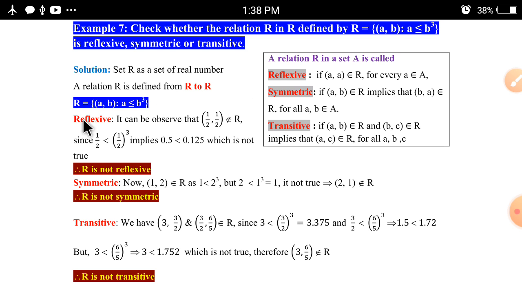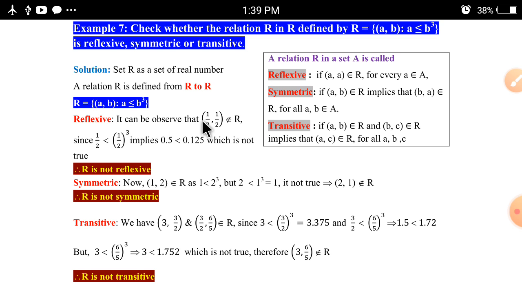First, reflexive. By the property of reflexive, every element in the set A has the ordered pair (a, a) belonging to the relation R, then R is said to be reflexive. Okay, do you know about the real numbers? The real numbers are the set of all rational and irrational numbers. You may consider the numbers on the left and right sides. So that is a real number.